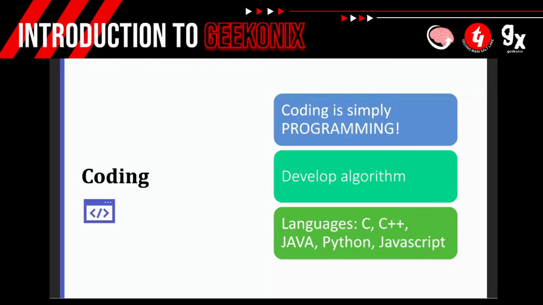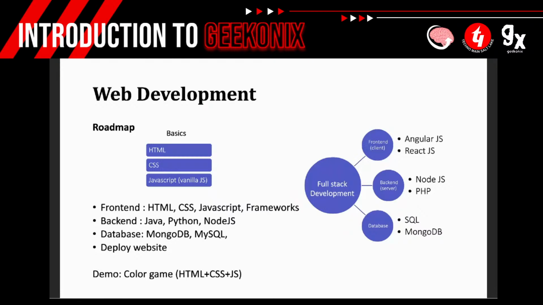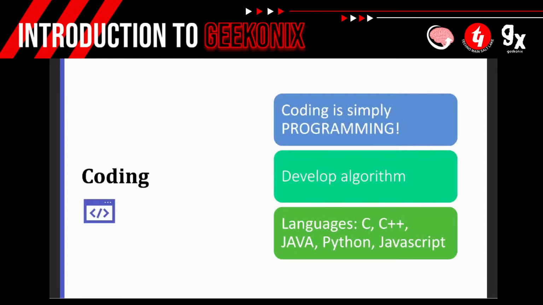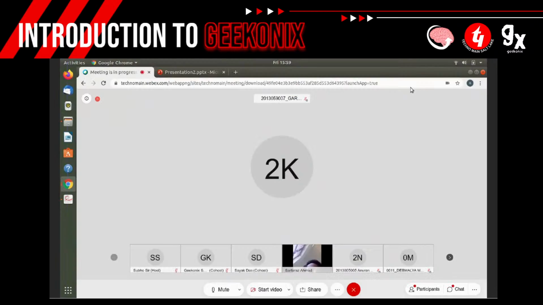So we have C, then C++, then Java, Python, JavaScript. You have various languages. These are just the main languages that I am naming. So that was the introduction. After this, we will go into the web development part. Before that, does anyone have any questions?